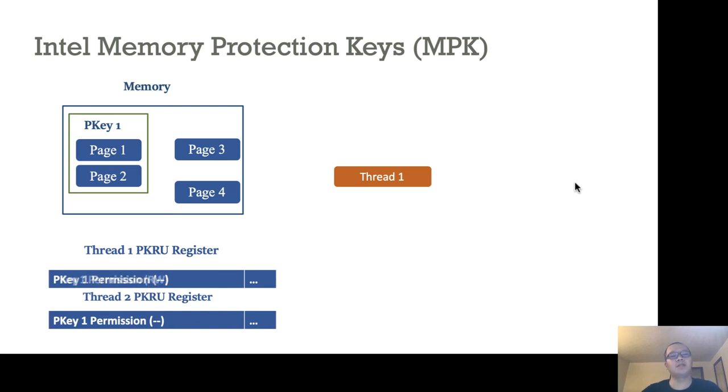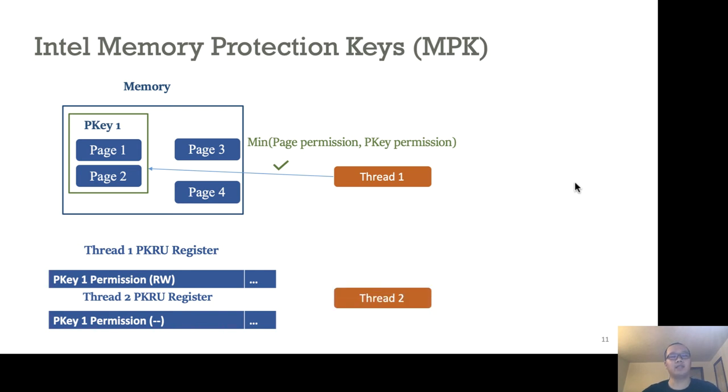Then, when it wants to access one of the pages belonging to this PK, the minimum permission between the page permission and the PK permission will be checked. If the minimal permission is allowed, this access will succeed. And if another thread wants to access the pages belonging to this PK without setting the permission, it will fail. And after thread 1 finishes its access, it can also use the instruction to remove this permission.